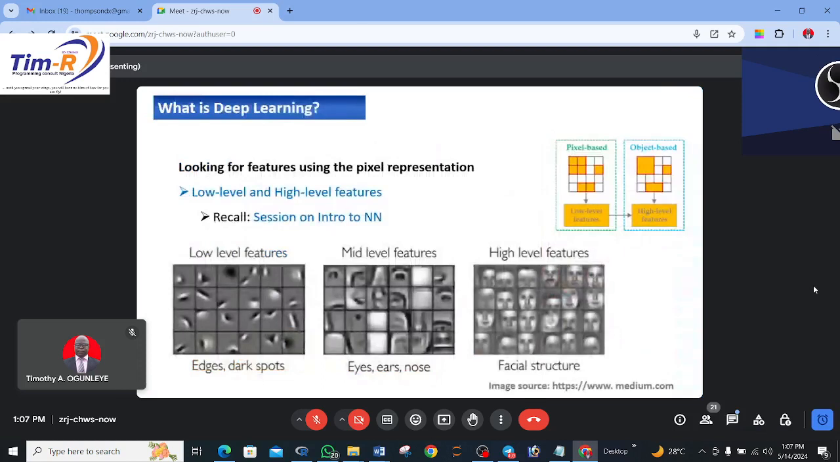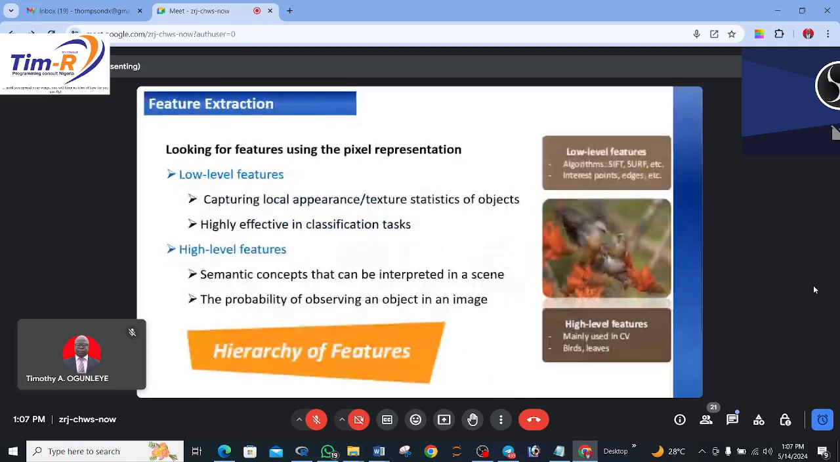Now, before I move into what is deep learning and how images are converted into a neural network, and what happens during the training and everything using a convolution and convolutional neural network, I don't know if there's any question so far before I move forward.